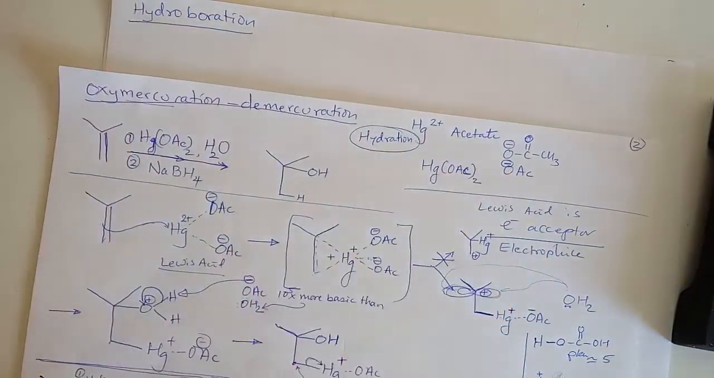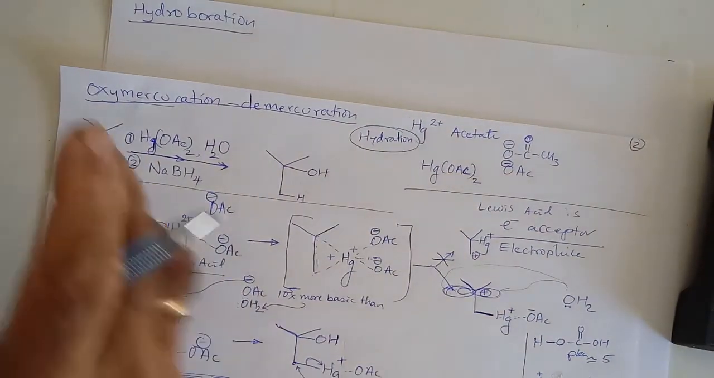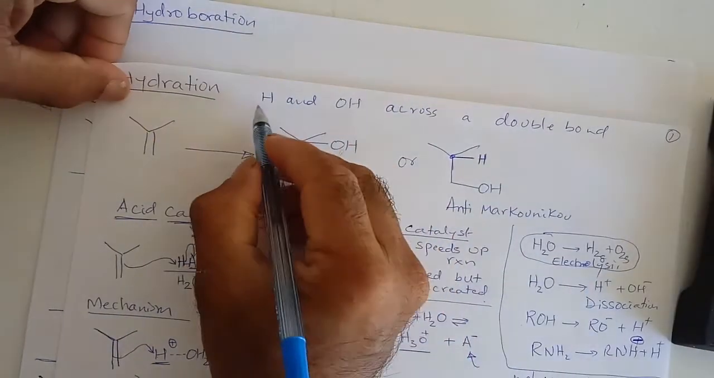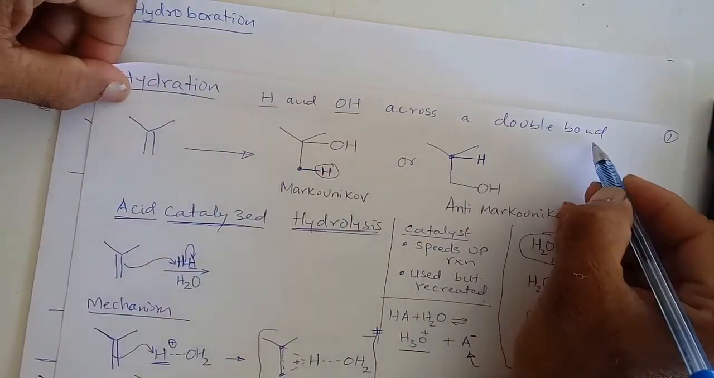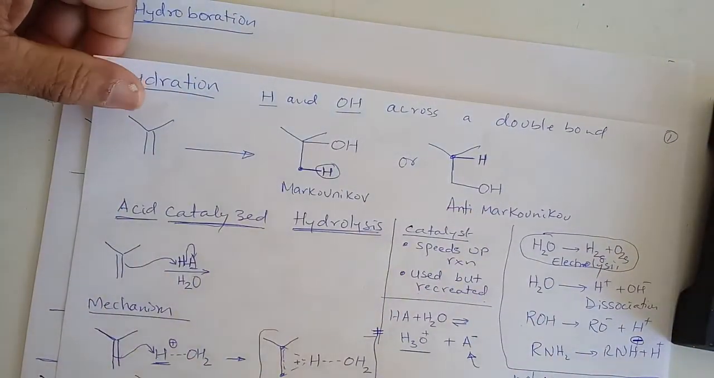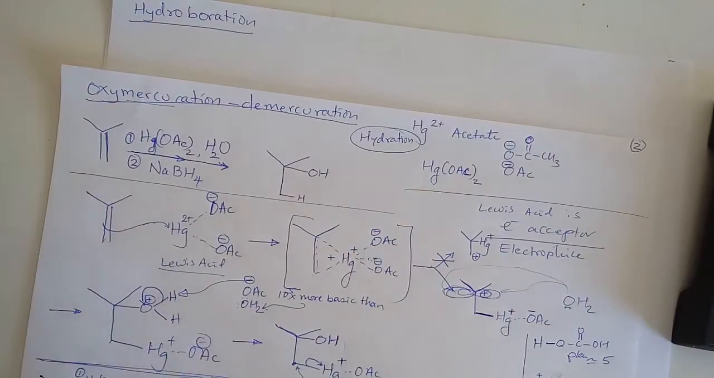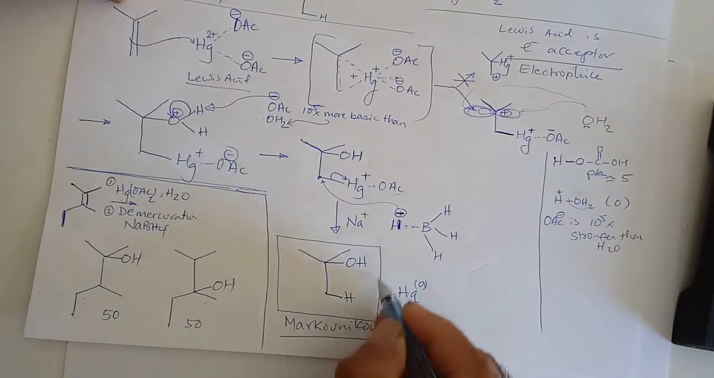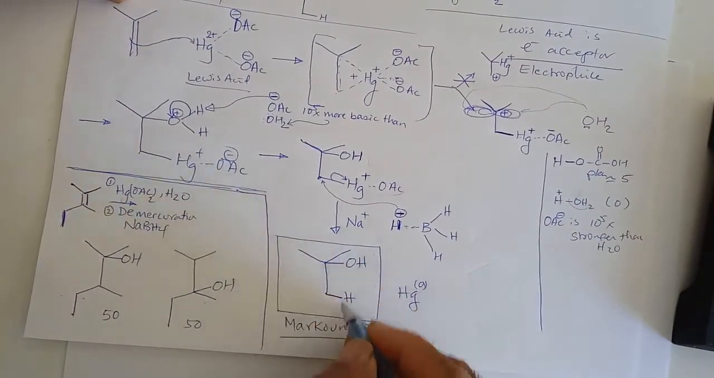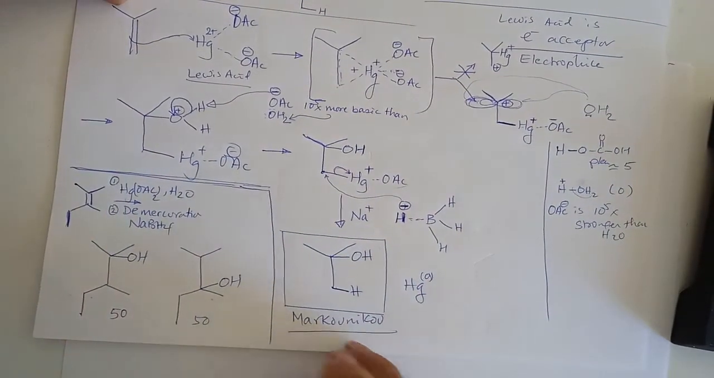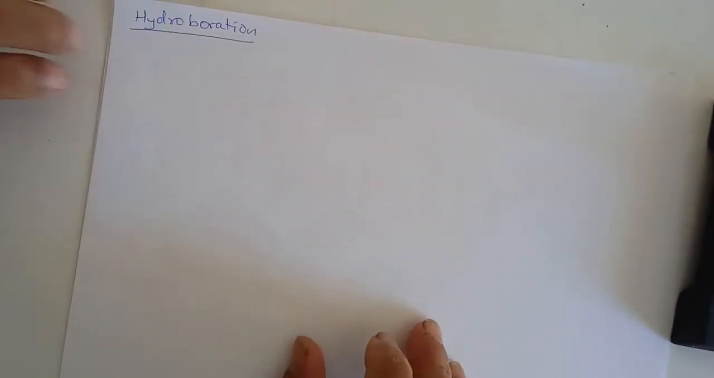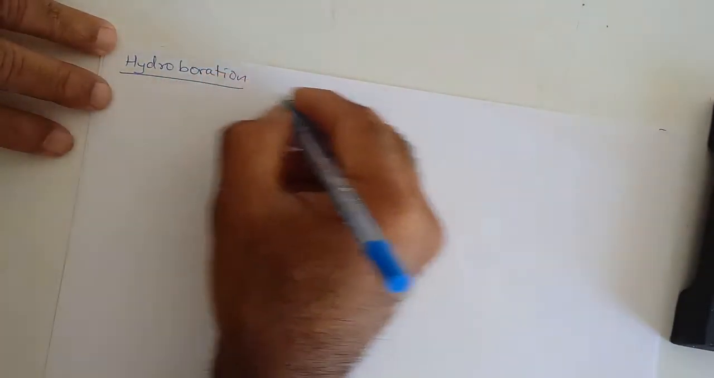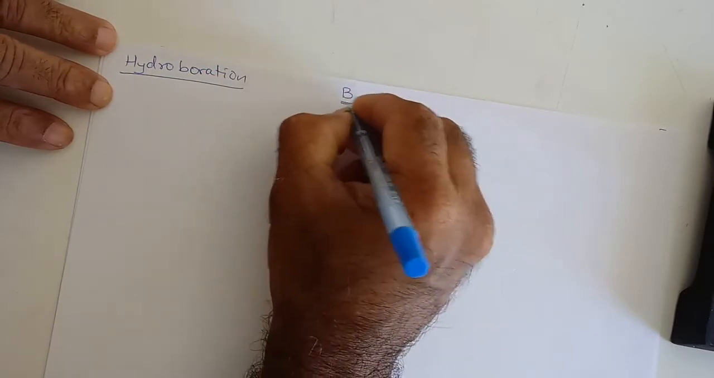What does hydration mean to us? As I defined first, I said adding H and OH across a double bond is called hydration, adding water. Just like dehydration means removing water, this is adding water across a double bond. So we did add H and OH across a double bond, and we followed Markovnikov's guideline. So what about hydroboration? Hydroboration has boron involved. Boron is a unique beast.